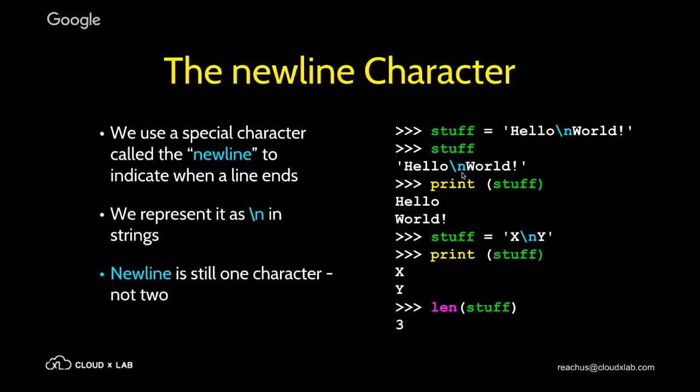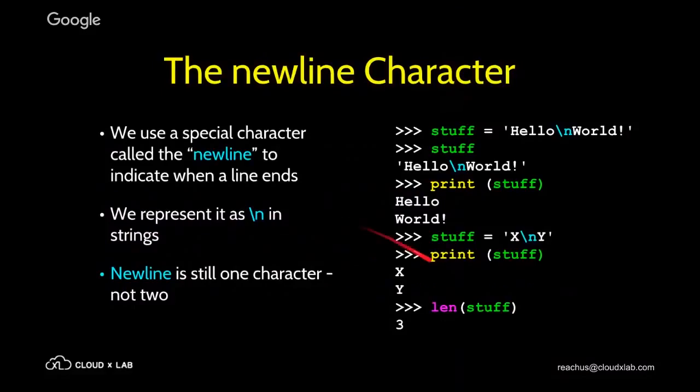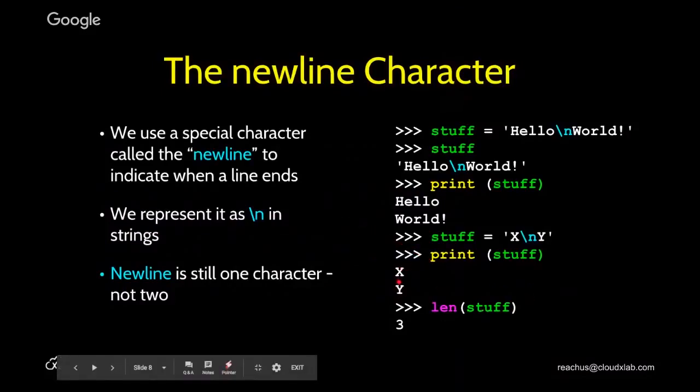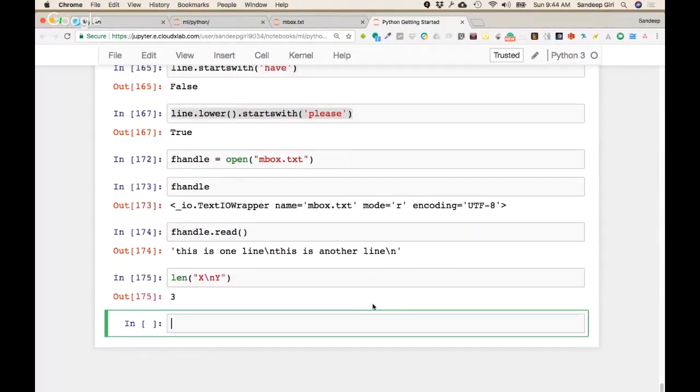All right. So we have a new line like this, and also there are other special characters. Newline is also a character, and even if there are only two characters here, X and Y, and there is a \n here, it's going to be three characters, not two. You can check this. So the length of X\nY is 3, not 4, not 2.